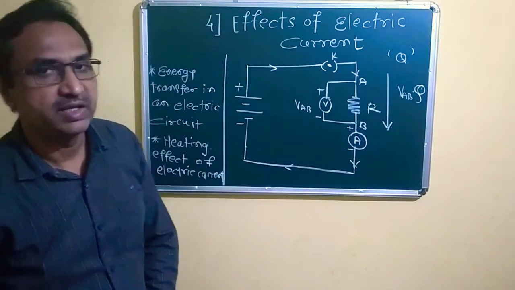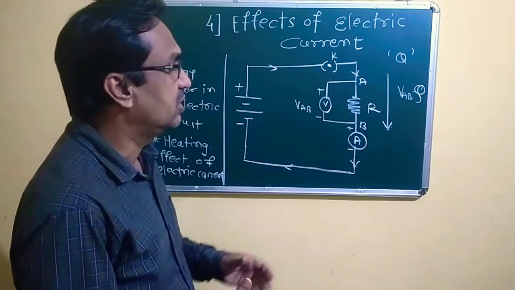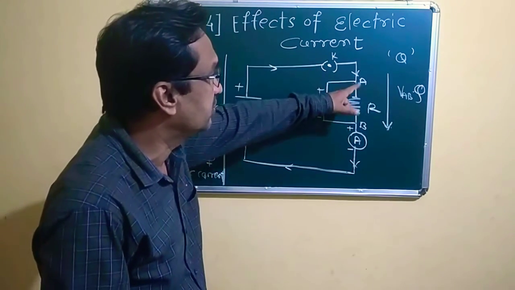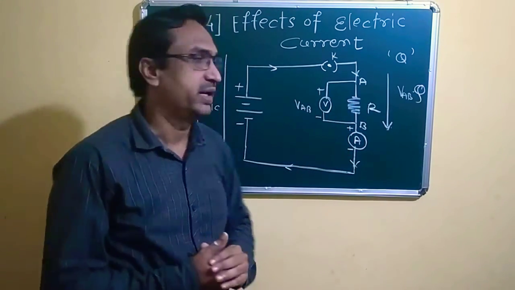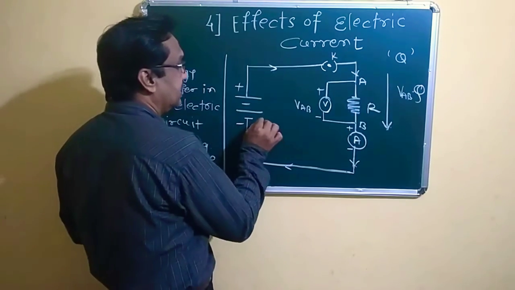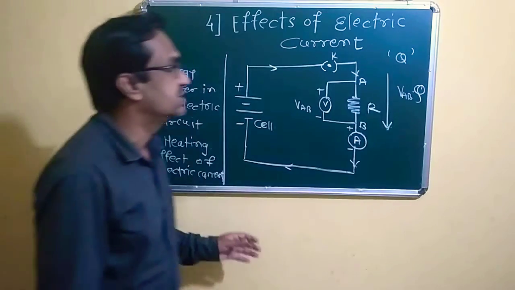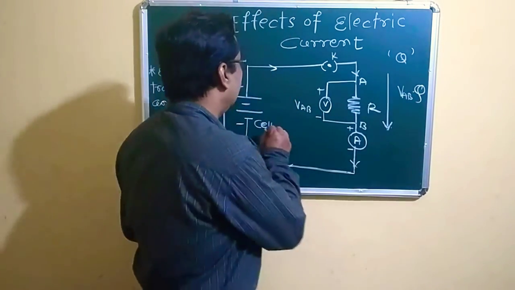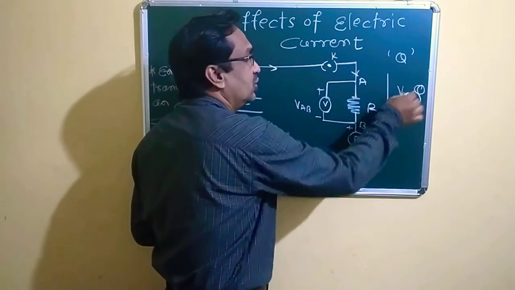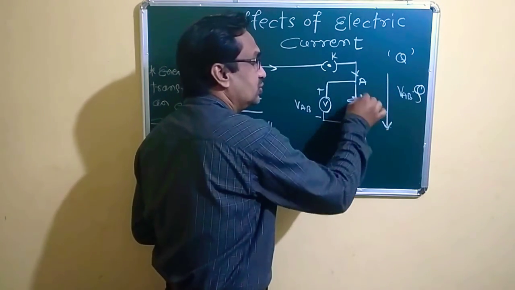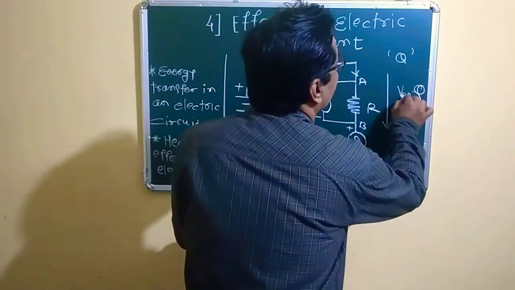So the question arises: who provides the energy to carry out this transfer of electric charge? Who carried out this work? This work is carried out by the cell. This electric cell provides some sort of energy through the charge Q to the resistance R. The total work done is VAB into Q.